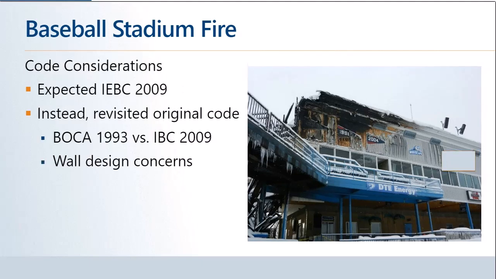So again, looking at the code considerations, we expected, all right, we'll be able to put things back the way that they were. 2009 was the code at the time. But as we started peeling back the layers on a few of the components of the building, we realized that some things weren't quite right. Primarily, some of the CMU walls on the auxiliary structures weren't up to what they should have been when they were built.